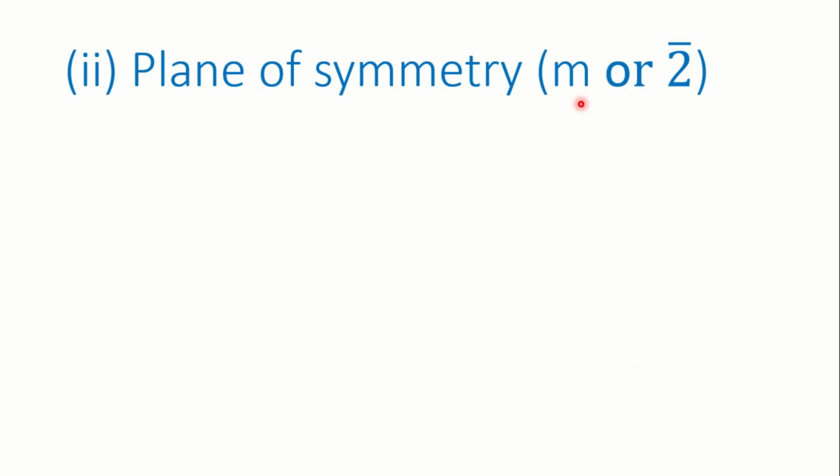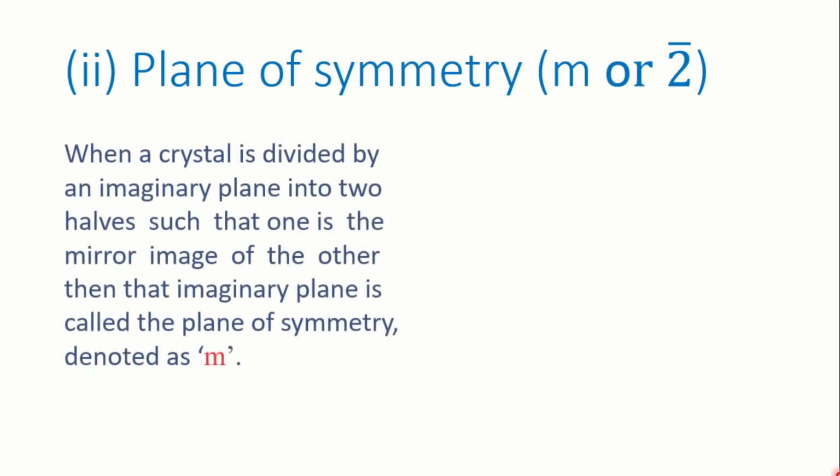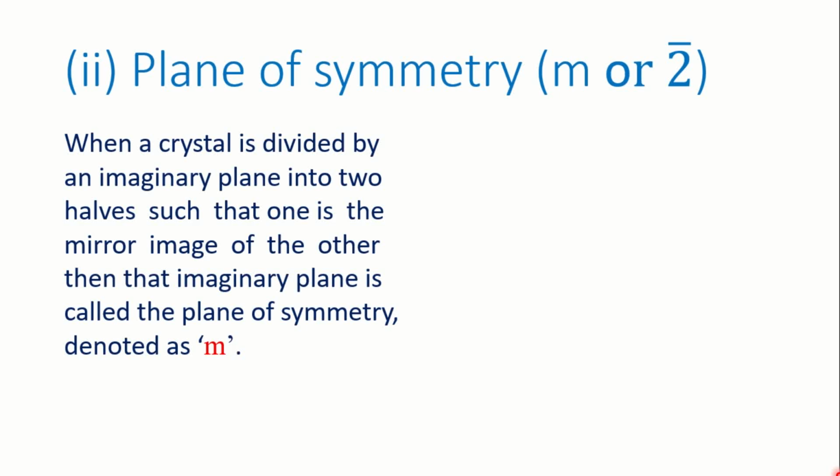Now move on to the second symmetry element, which is the plane of symmetry. It is denoted as small letter m or 2 bar. When a crystal is divided by an imaginary plane into 2 halves, such that one is the mirror image of the other, then that imaginary plane is called the plane of symmetry, denoted as small letter m.